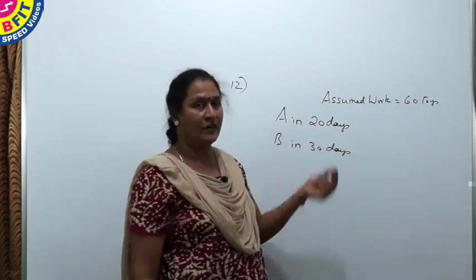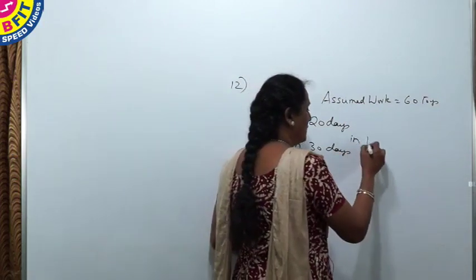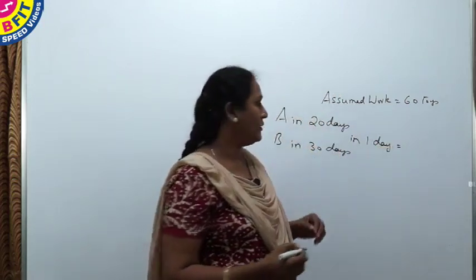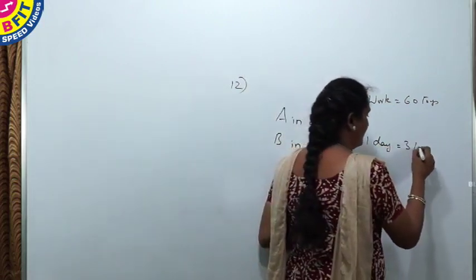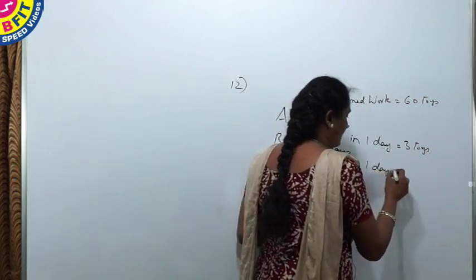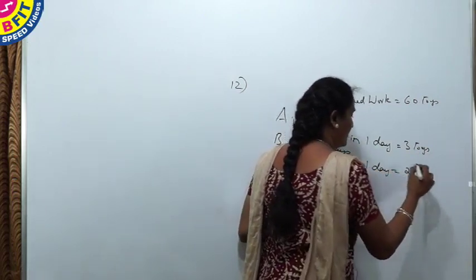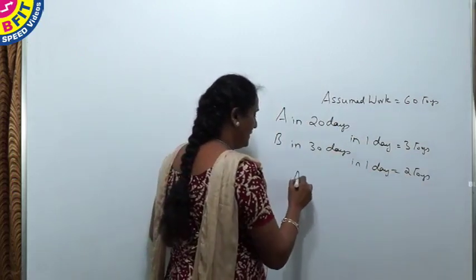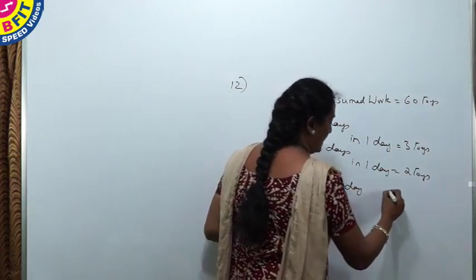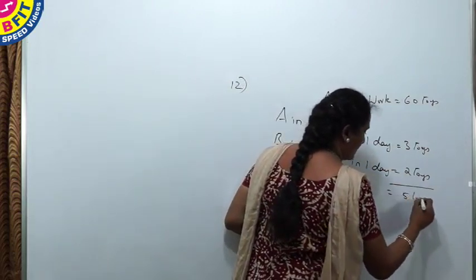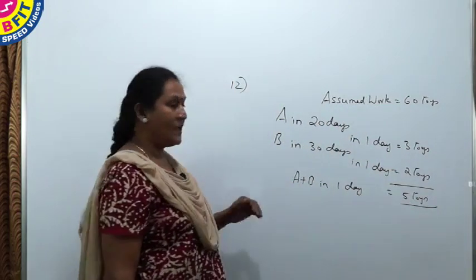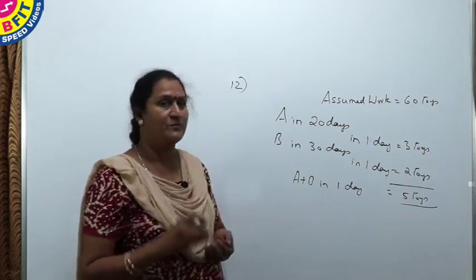If A can do the work in 20 days, in one day A can do 60 by 20, 3 toys. And in one day, B can do 2 toys. So both working together, A and B, in one day, they can do 5 toys. So here the question is, A starts the work and after 5 days B joins him.